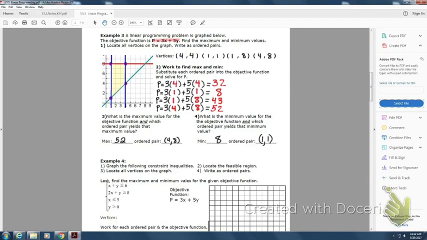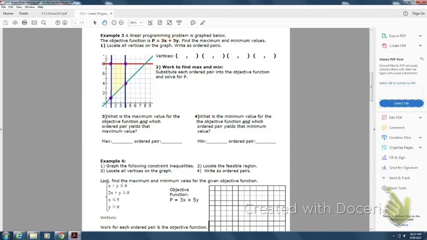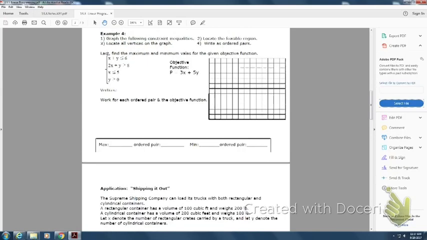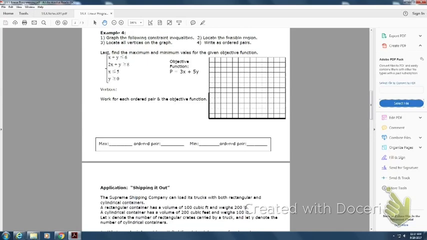Questions on that? On how to use the points and the objective function? Okay, going to example 4. So on this one, it gives us everything, all the equations that we need. And now we're going to go through that whole process. We'll graph the constraints. We'll find the feasible region, locate the vertices, plug those into the objective function. All right, it is a long process, but I don't think any one step is necessarily difficult.